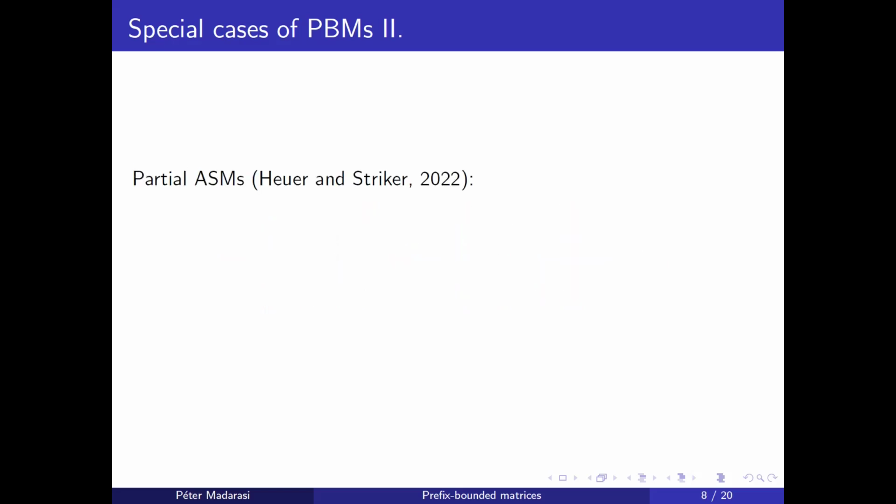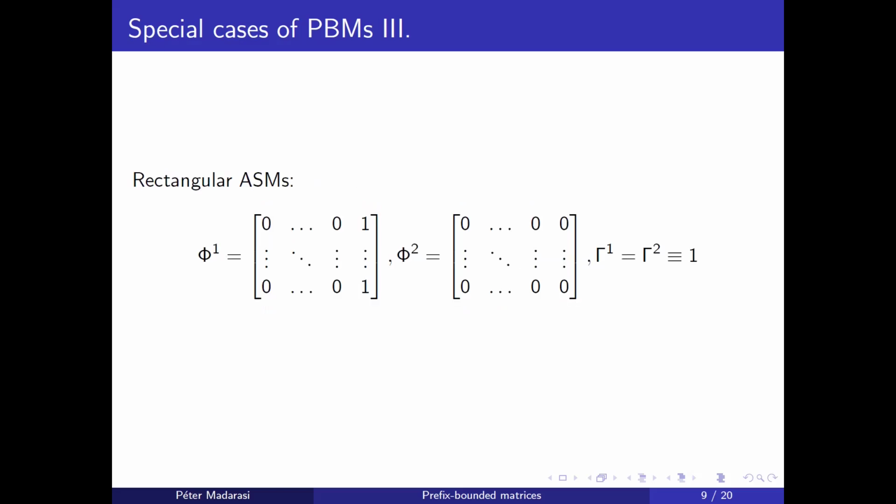Another case that I already learned about during this week is the notion of partial ASMs, by Fourier and Stryker. These are exactly the PBMs that satisfy the uniformly 0 lower and uniformly 1 upper bound. Rectangular ASMs correspond to this setting. Here the lower bound on the vertical prefixes or vertical partial sums is changed to uniform 0.